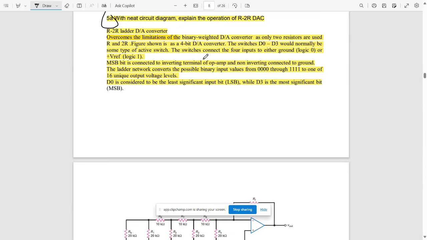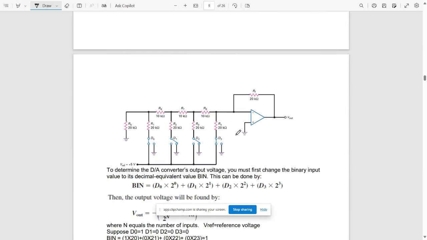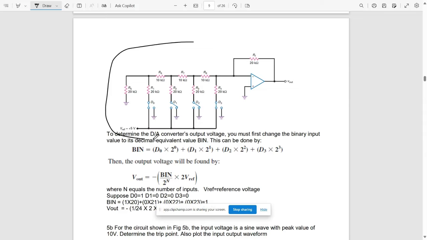The MSB is connected to the inverting input terminal and the LSB is connected to the inverting output terminal here. This is the circuit diagram you need to know for the R-2R digital to analog converter. We will have the resistors R1, R2, R3, R4, R5 in parallel, along with R6, R7, R8 in shunt connections with all of these. Along with this, we would have the switches, where a closed switch corresponds to the value 0 and an open switch corresponds to the value 1.